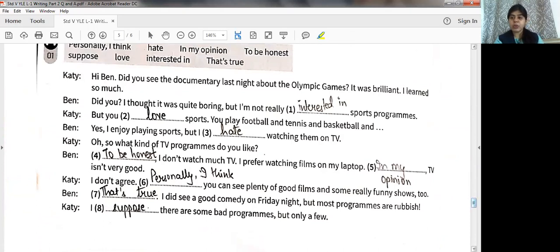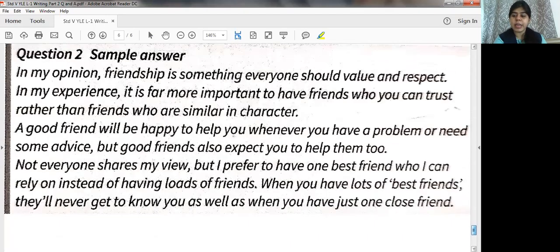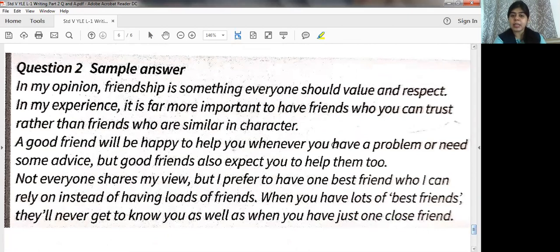Now, I will show you the answer for the article writing. On page number 33, you were asked to write an article on friendship. You had to tell how important it is for friends to have similar characters, and whether it is better to have lots of friends. If you agree, then why? And if you don't agree, then also why? So I have displayed the answer. Let us read it, and you are going to write this answer in your English CW book.